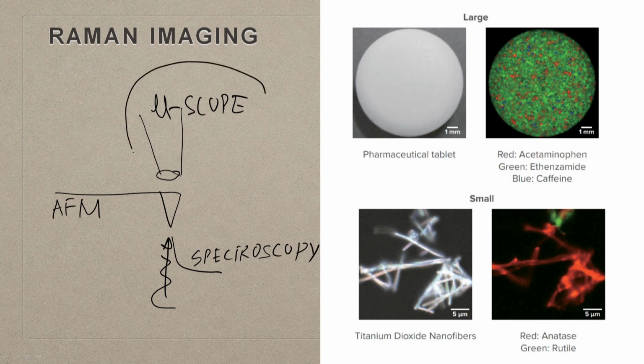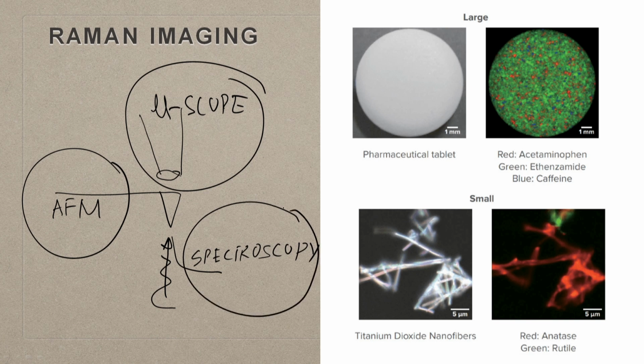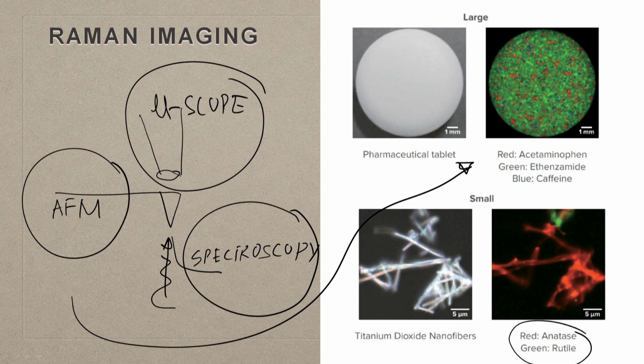When you couple a microscope with an AFM and spectroscopy, you get a multimodal resolution of something like this, where these red spots, what do you see? These are the anatase crystals, titanium dioxide nanofibers, which are present there, and you really can image the whole thing. So you see the power of the tool. So this is the resolution level.